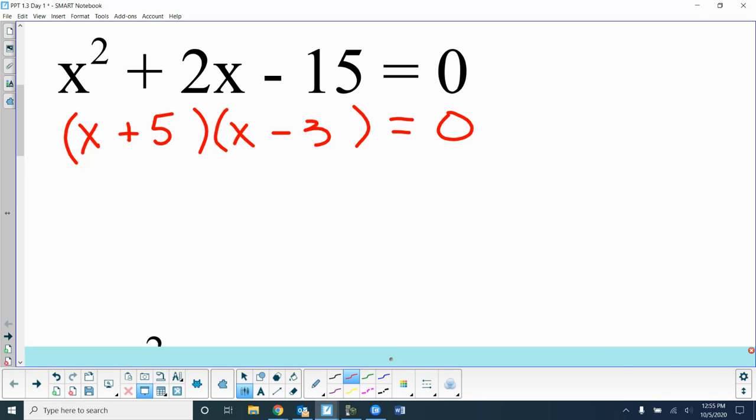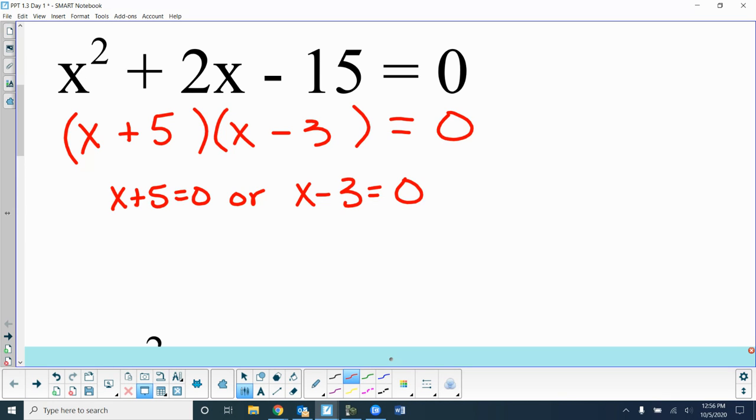So think about this. If I have some number times another number, and the answer is 0, what must be true about one of those two numbers? If I multiply a number times another number and it equals 0, one of these two numbers has to be what? 0. You guys understand that, right? One of these two has to be equal to 0 in order for that whole thing to equal 0, right? That's called the zero product property. And that means I have to say x plus 5 equals 0 or x minus 3 equals 0.